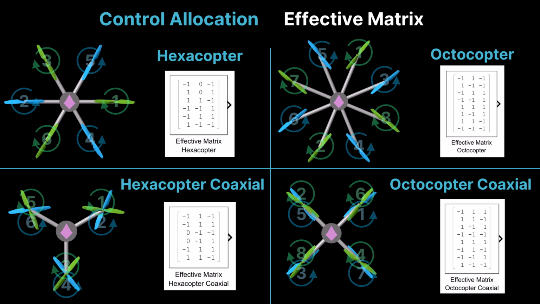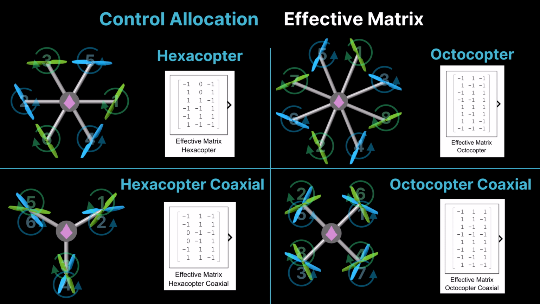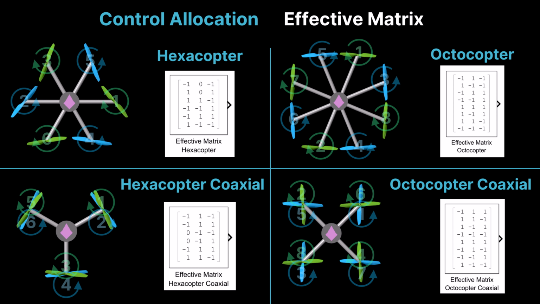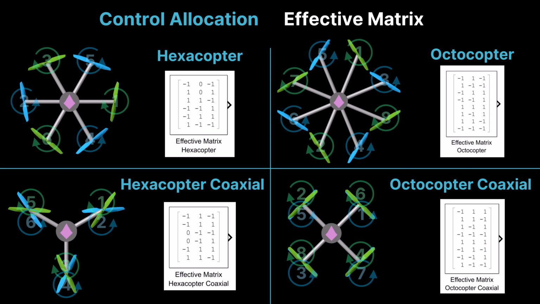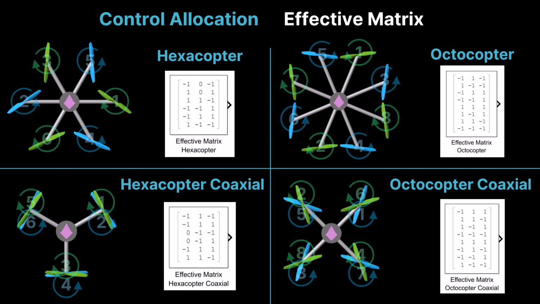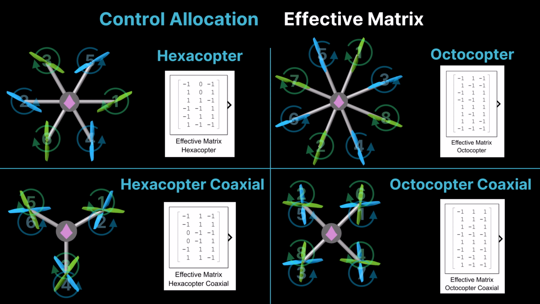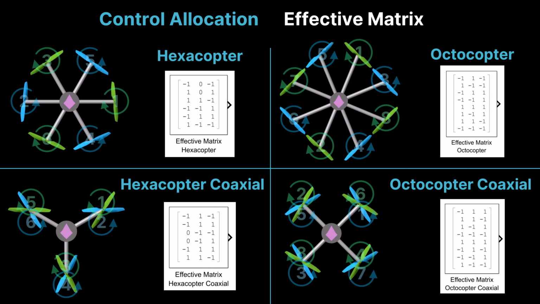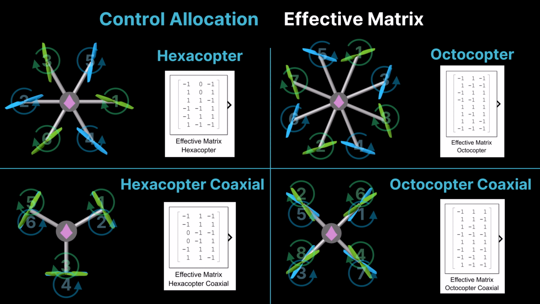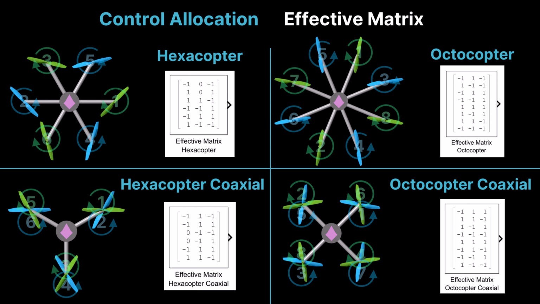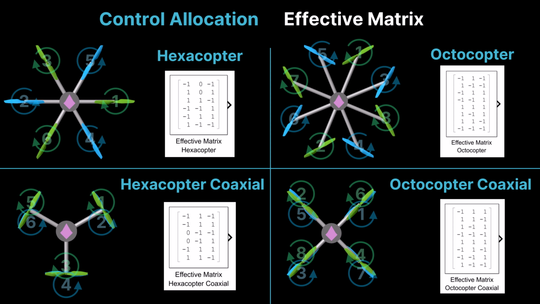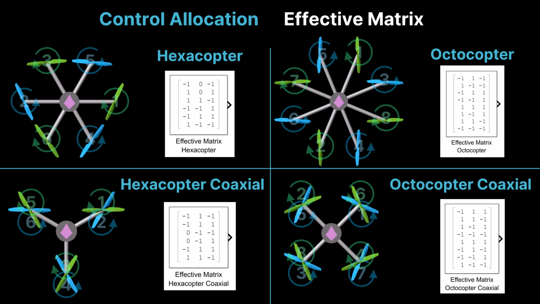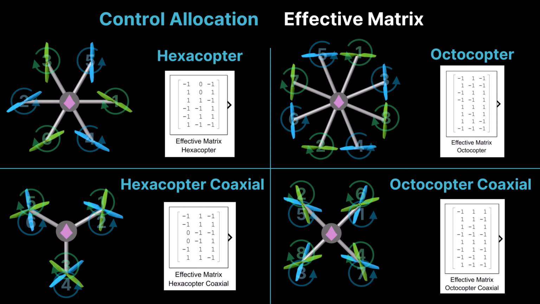Note that the effective matrices shown here primarily account for the rotational directions of the propellers. In practice, the exact structure of the matrix depends on additional factors, including the number of motors, their placement angles relative to the airframe, and the spin directions, clockwise or counterclockwise, of each rotor. These factors collectively determine how individual motor thrusts contribute to the total forces and torques generated by the vehicle.